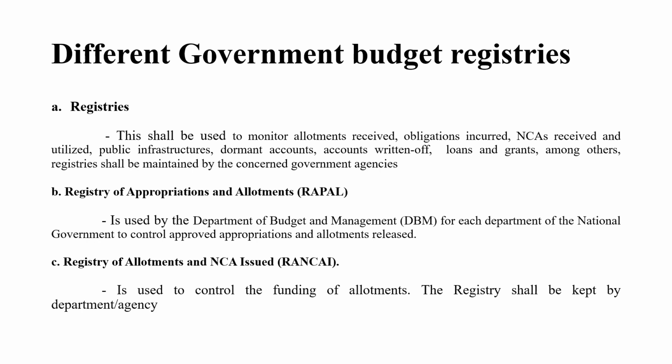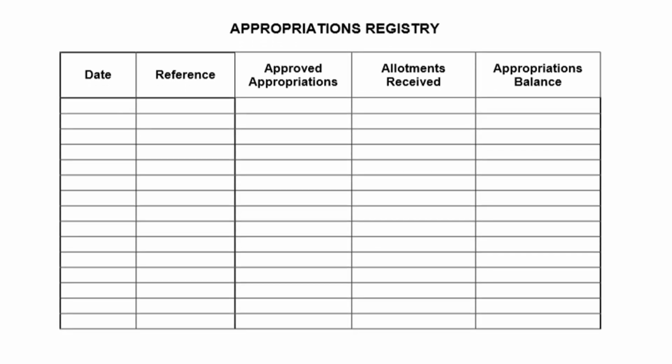So, yun yung mga, kaya monitor. Next, we also have, so, usually, ito ganito yung itsura nung Registry of Appropriation. So we have the dates, the reference wherein so that they would be able to identify kung ano yung number ng appropriations na nabigay na sa kanila, approved appropriations, allotment, tsaka kung magkano pa yung appropriation balance dun sa particular agency na yon.